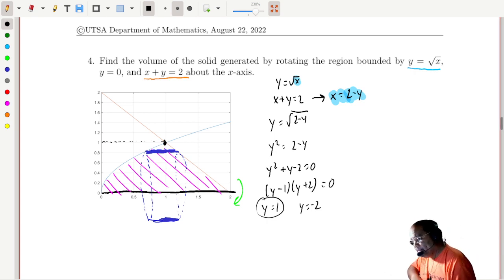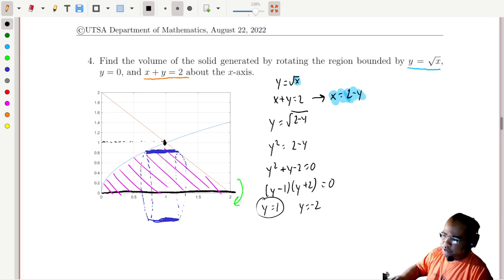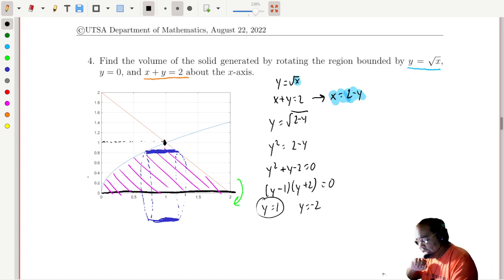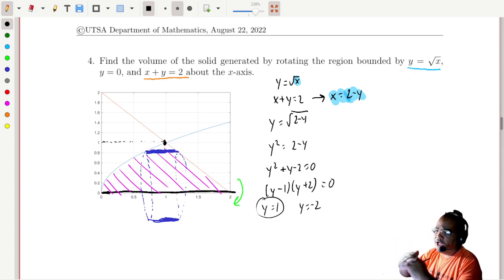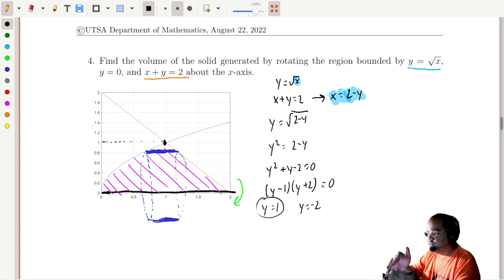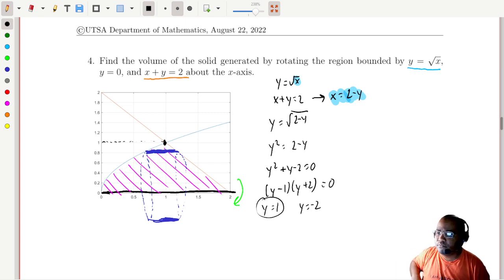And by the way, it should be clear from the picture that the x-axis is the bottom boundary. We're not going to integrate all the way down to negative 2. The bottom of this solid body in our picture is y equals 0. So 0 is the lower limit of our integration. Just wanted to clear that up.